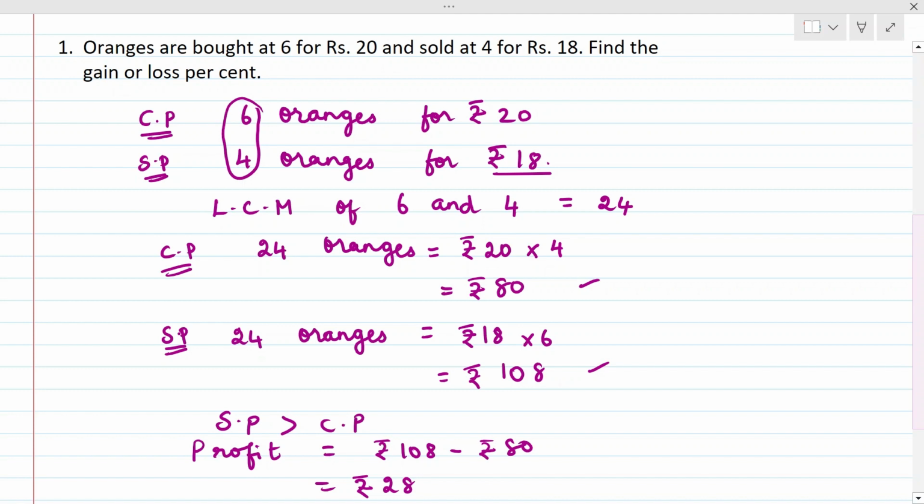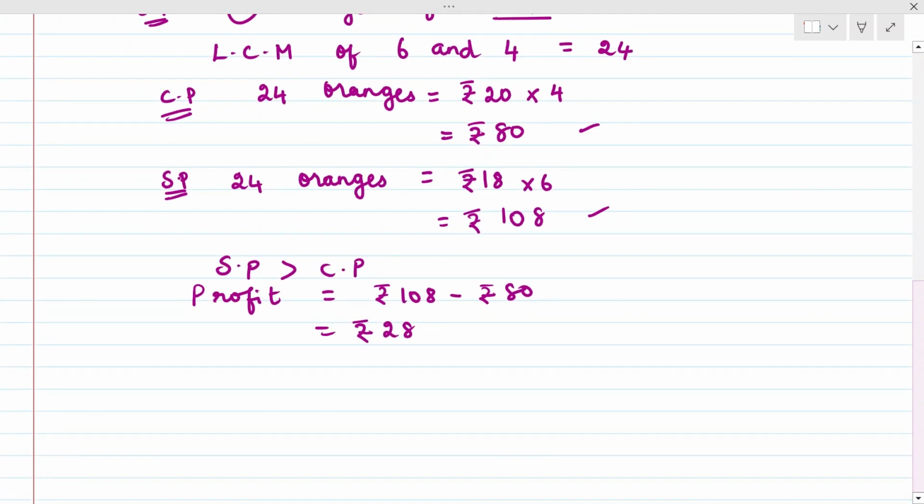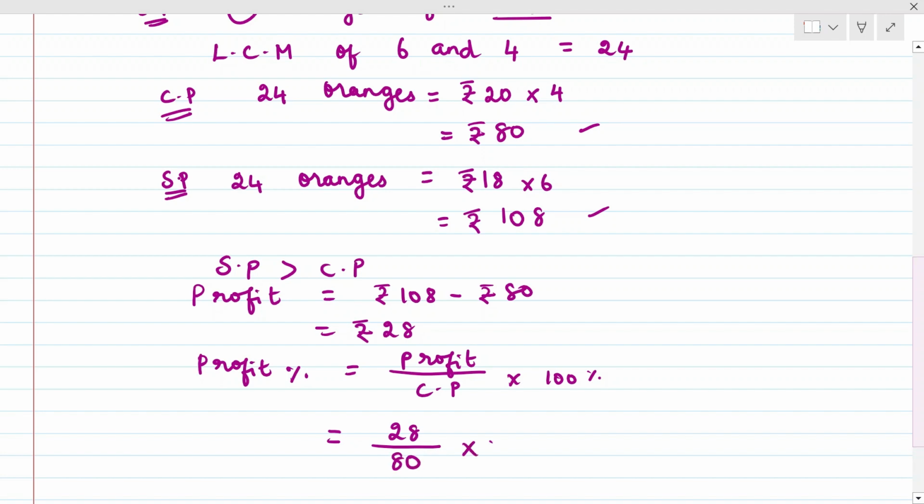Now we have to find out the gain or loss percentage. Now it is gain percentage only. Here I use the word profit, so I use profit percentage equal to profit by cost price into 100. Profit is 28 and cost price is the cost price of 24 oranges, because this profit of 28 rupees we got only when he sold 24 oranges. So the cost price of 24 oranges should be taken. So it is 80 into 100.